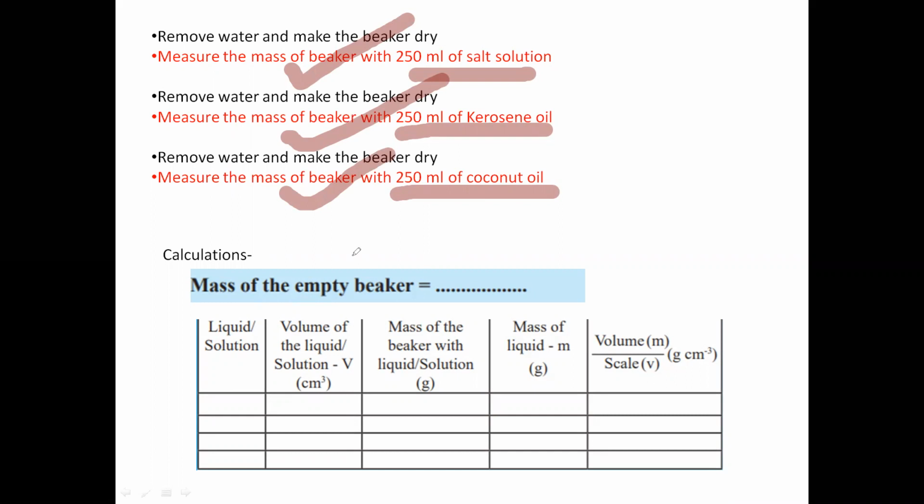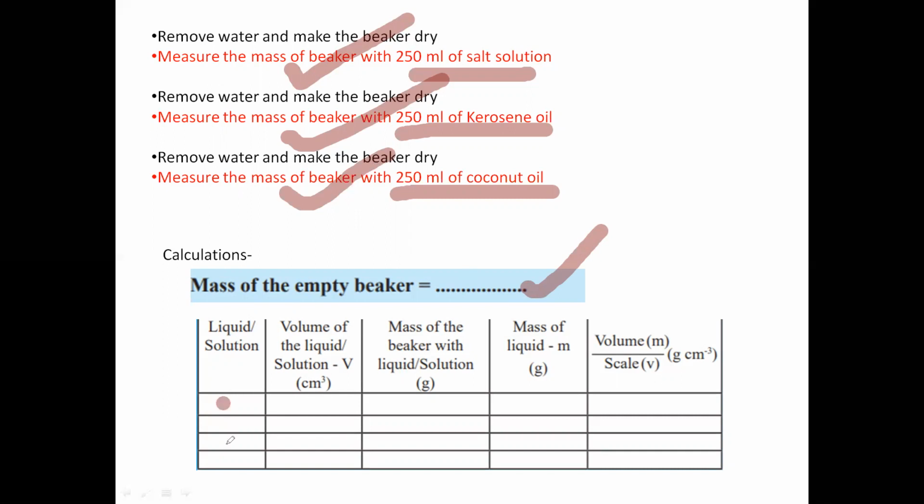Every time, we have to remove the water, or the kerosene oil, or the salt solution, or anything inside, and then you have to firstly wash it with water and dry it, and then weigh it. You know the mass of the empty beaker. It is a constant value for everything because we are using the same beaker for every experiment.